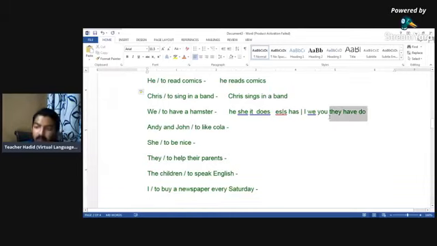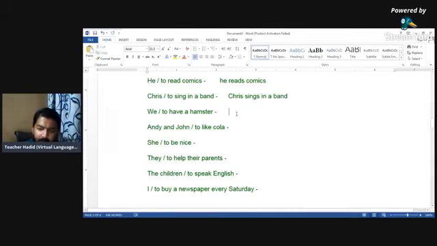We will try to focus on this negative sentence as well in a few minutes. Now let me rewrite this sentence again. We have a hamster. Now, moving on to the next one.